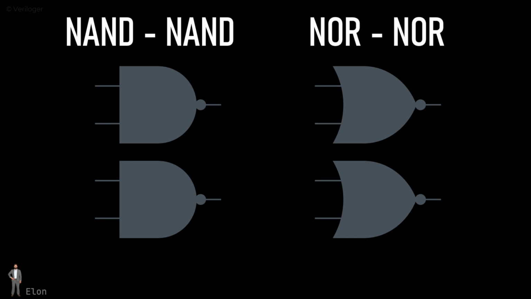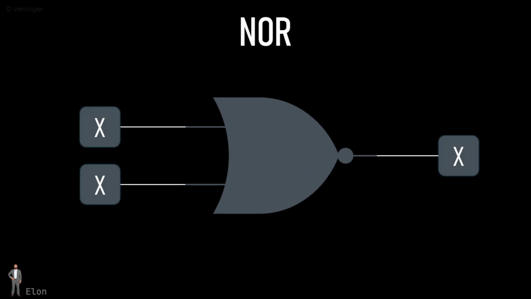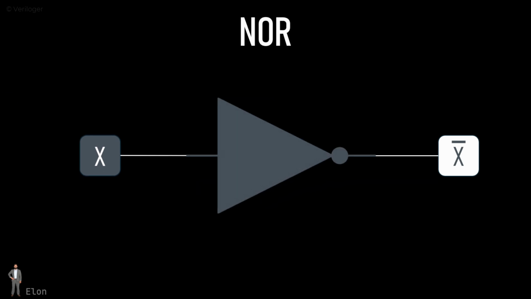Elon analyzed how NOR gates operate and he noticed something interesting. He realized that the output of a 2-input NOR gate can be determined by looking at only one input. If that input is 1, then the output is guaranteed to be 0. But if that input is 0, the output becomes the inversion of the second input. Elon discovered a useful hidden feature in NOR gates. They behave like inverters when one of their inputs is held at 0.